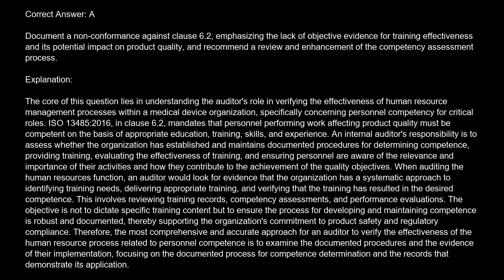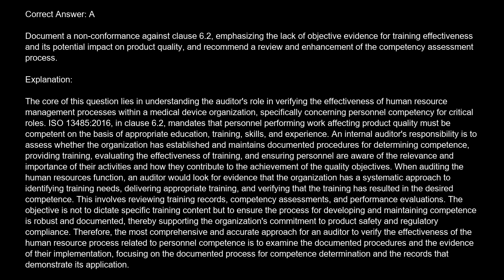and experience. An internal auditor's responsibility is to assess whether the organization has established and maintains documented procedures for determining competence, providing training, evaluating the effectiveness of training, and ensuring personnel are aware of the relevance and importance of their activities and how they contribute to the achievement of the quality objectives. When auditing the human resources function, an auditor would look for evidence that the organization has a systematic approach to identifying training needs, delivering appropriate training, and verifying that the training has resulted in the desired competence.